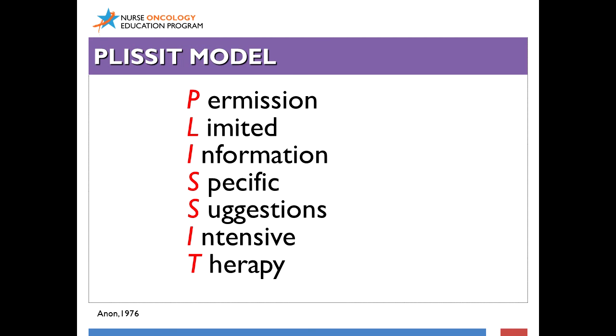open the discussion of talking about sexuality in our cancer patients. So with P, permission, and LI, limited information, understanding what information they have, asking permission to discuss sexuality with them. SS is specific suggestions, and then IT is intensive therapy. What types of education, what types of counseling do these patients need to receive in order to help with their sexuality?